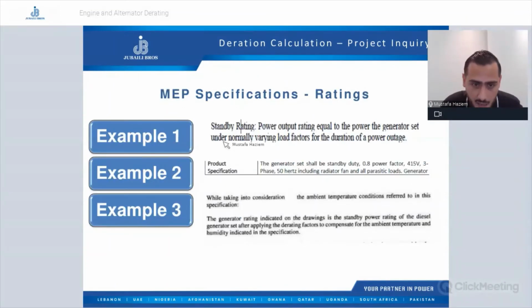So these are examples that I took from some project documents that I have. The first example straight away tells you I need a standby rating for my genset. Second example, also: the generator shall be standby duty. So it should be standby rated. The third example, if you look at the bottom, also tells you that the generator rating indicated on the drawings, which is the single line diagram which you opened now, is the standby power rating of the diesel generator. So we need to consider standby rating when we are giving our proposal.